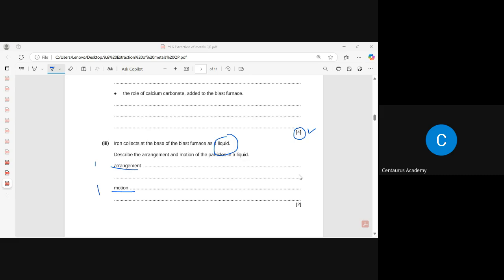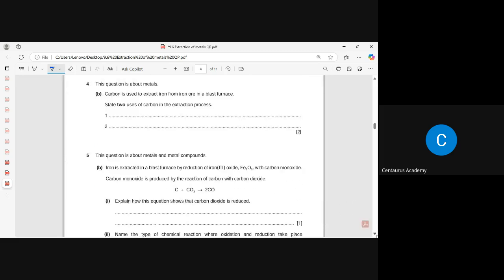Random movement, irregular arrangement, or no particular arrangement, or they're moving past each other. So keep both the arrangement and the motion or movement of the particles separate. All right. Don't intermix them in your answers. Good. Moving on to the next one.